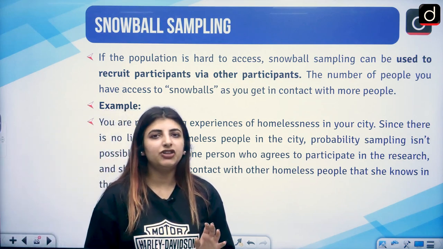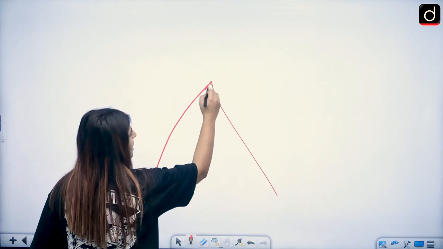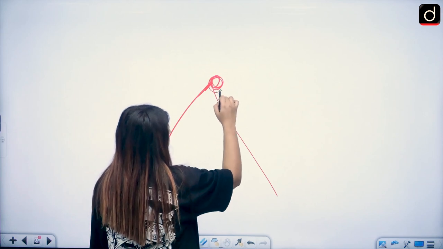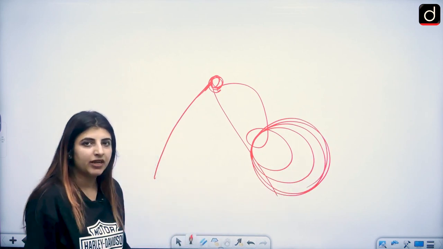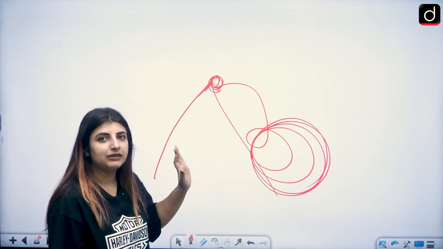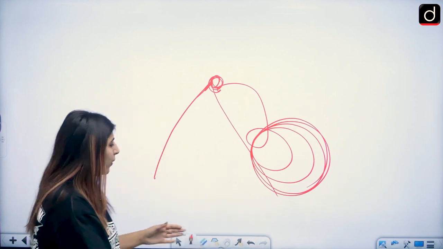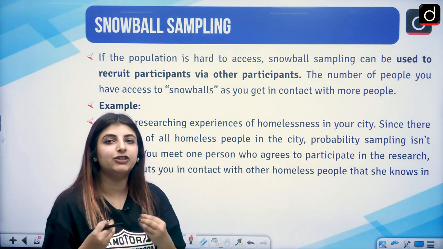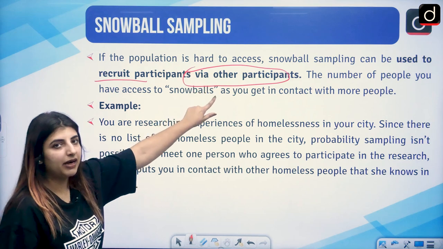snowball sampling. Now, just imagine, you all must have seen a hill which is covered with snow. When you see a snowball falling from there, it of course will become bigger and bigger when it reaches the end. Same is the case with snowball sampling. You will start with one participant and that participant will let you know about other participants as well, right? So, of course, you are choosing that first participant as per your convenience. It is used to recruit participants via other participants.